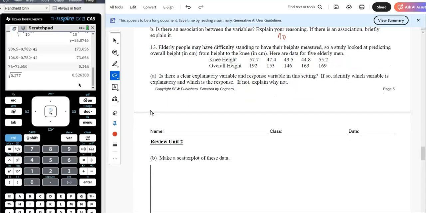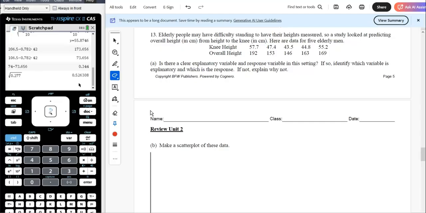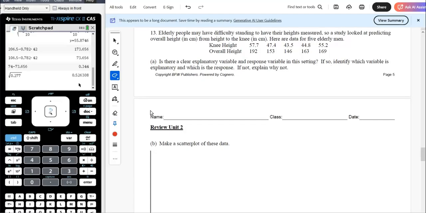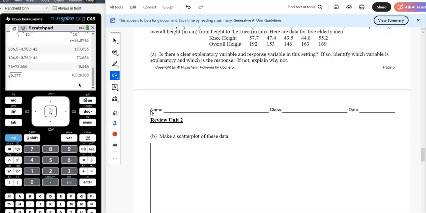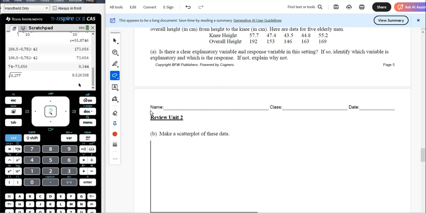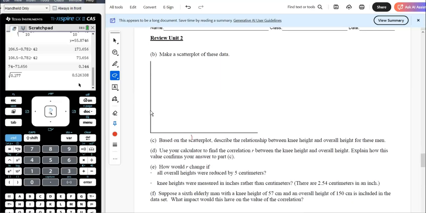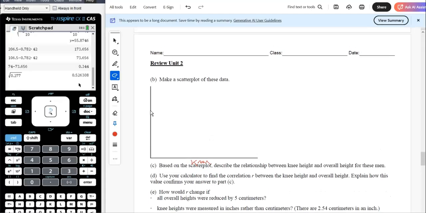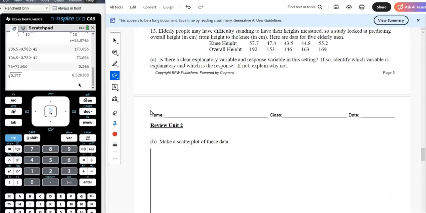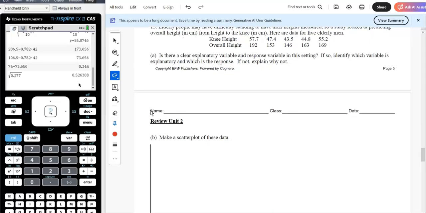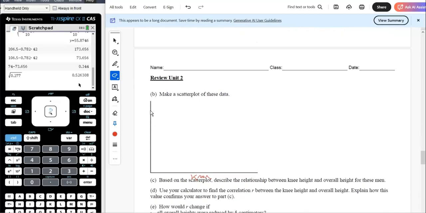Elderly people have difficulty standing. Their heights have the measurements to a study predicting overall height. So, a study predicting their overall height. I hope I don't get to this age where I can't even stand. Okay. So from knee to overall height. Here's the data. Okay. So we're saying knee height is this guy. Knee height. I have very little room to make this scatter plot, by the way. I should have made this better. So it looks like I need from 43 to 58.